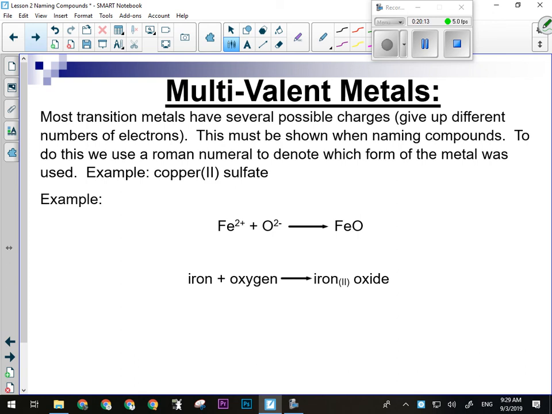But if I look at iron, it's got 2 listed there, 3 and 2. The most common one is the one listed first. So the most common charge for iron is 3+, but it can also be 2+. Right? So here's the issue we run into with naming. This is the iron that loses 2 electrons. This is the iron that loses 3.